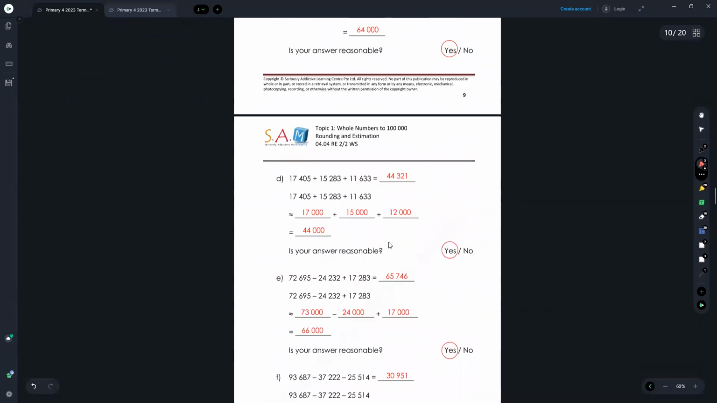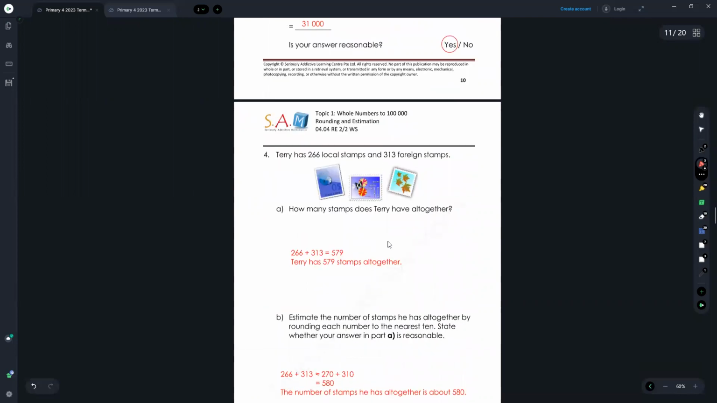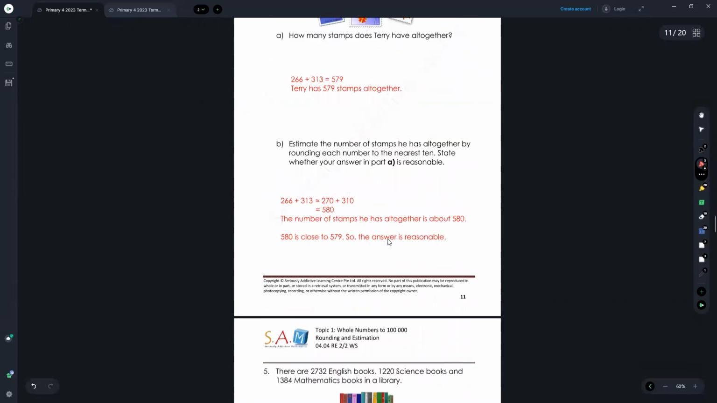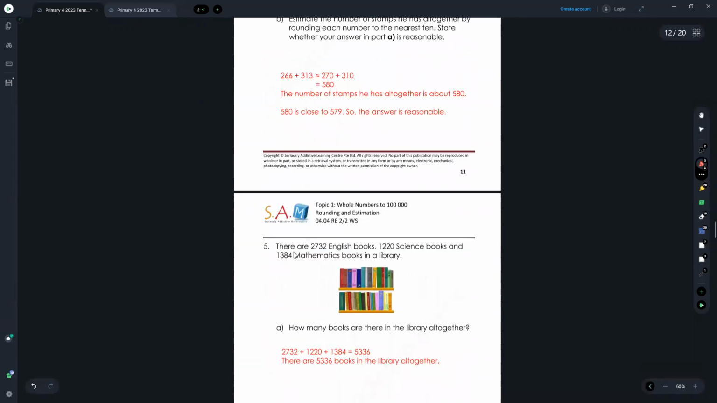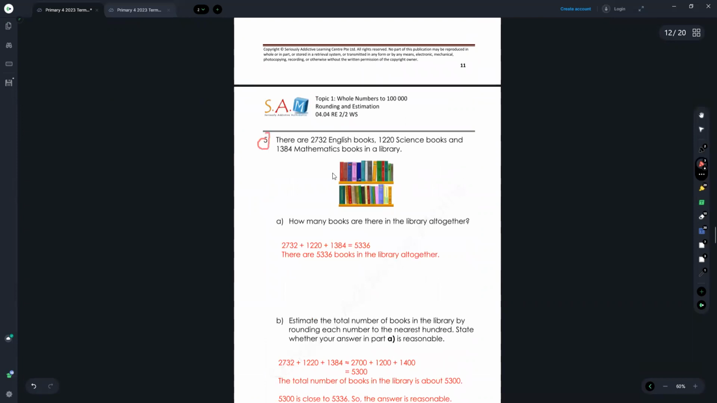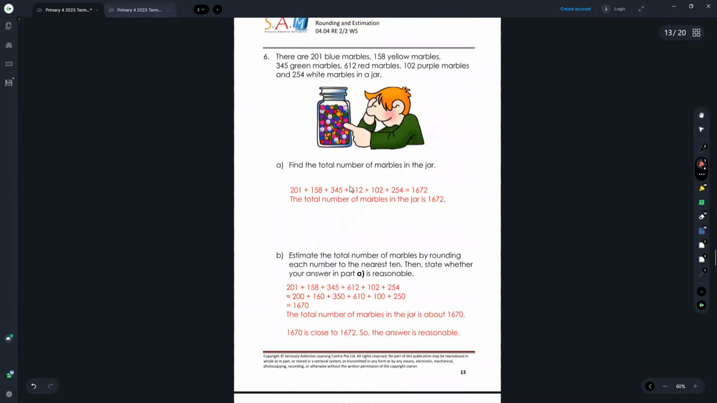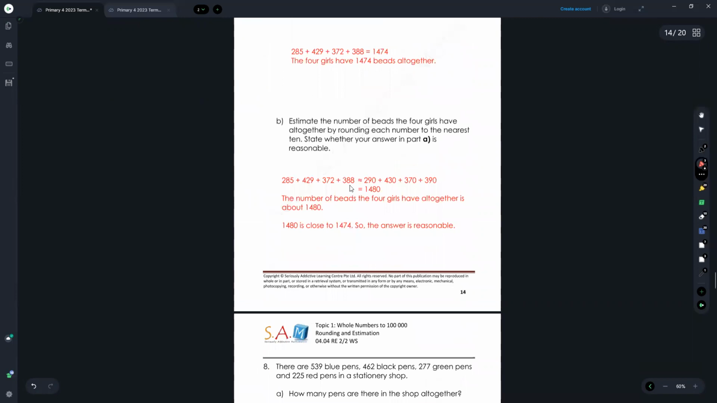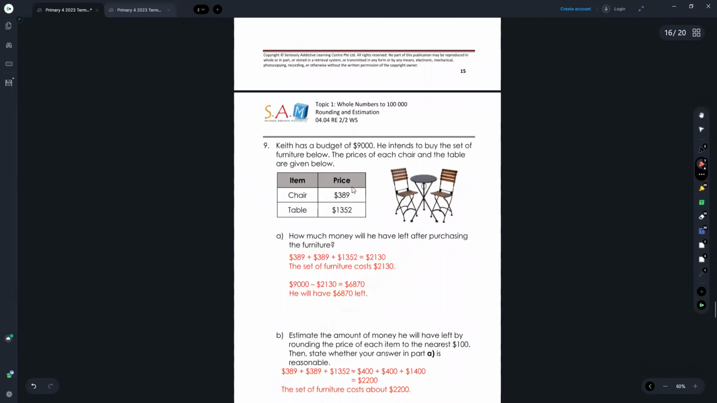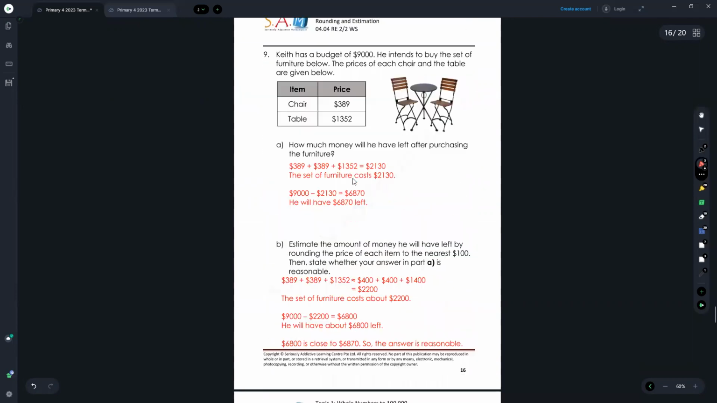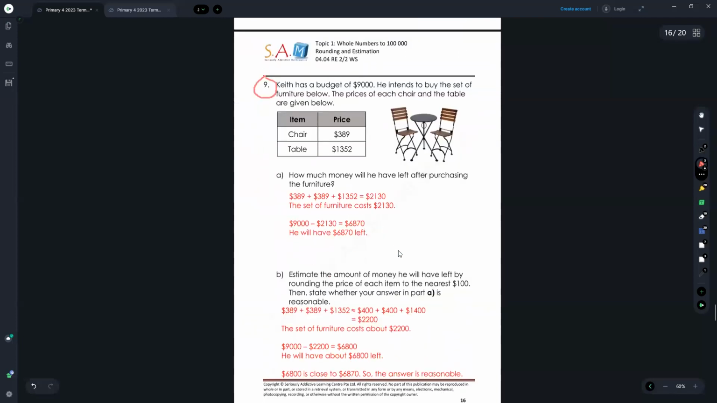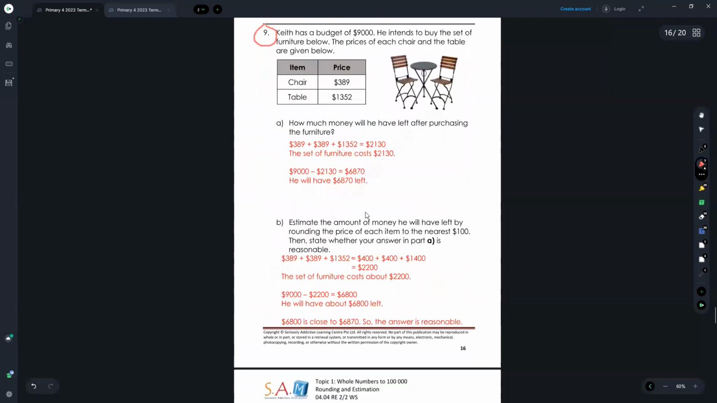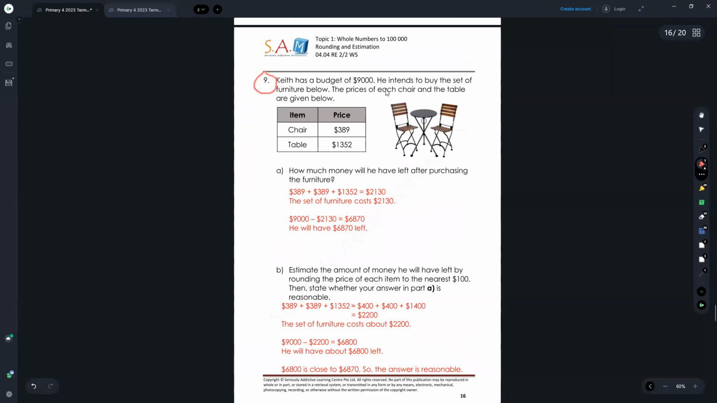And then move on all the way to, let's see, you can do question 5 with them in class. Okay, help them out. And then I would say do question 9, which is a bit tricky. This is a bit tricky, take note.